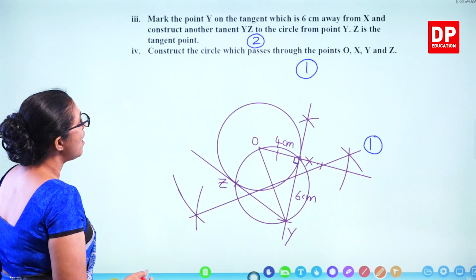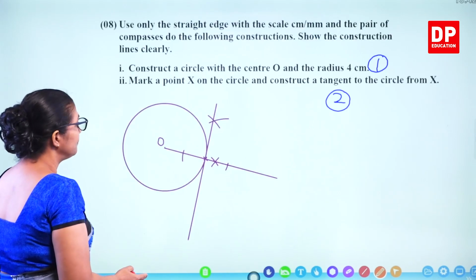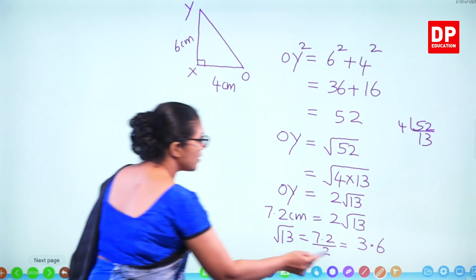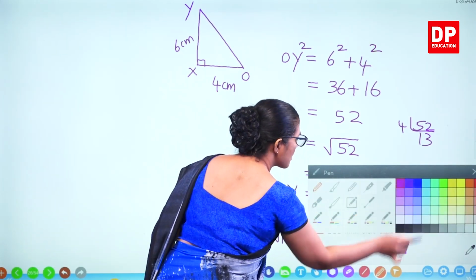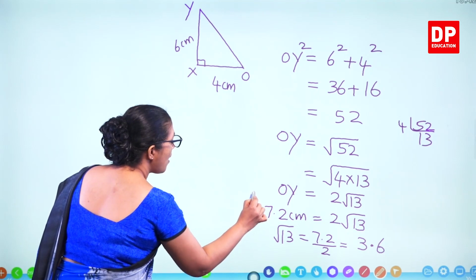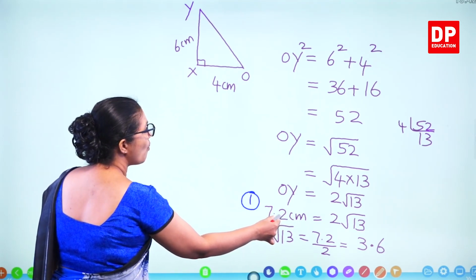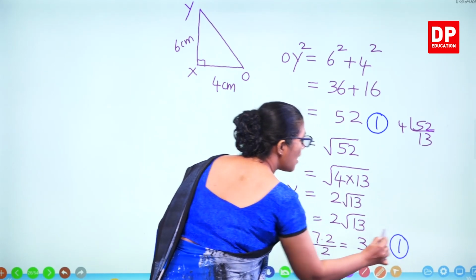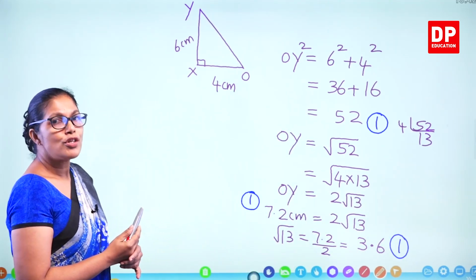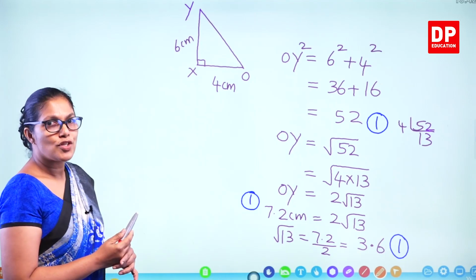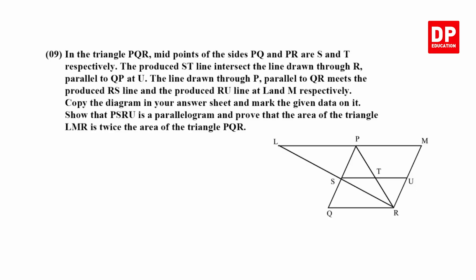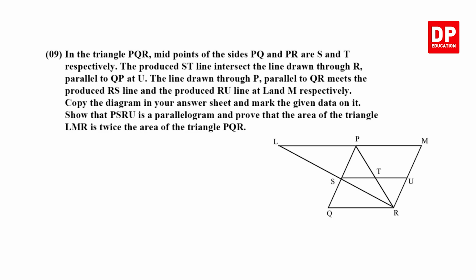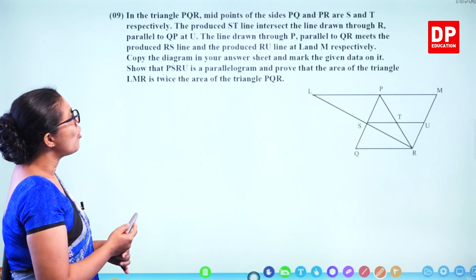So how many marks? 7 marks already given. So this part you can get 3 marks. 1 mark for finding the correct OY value and 1 mark for this method and finding the answer, 1 mark. So altogether 10 marks for this question. Now you can try question number 9. That's about proofs.